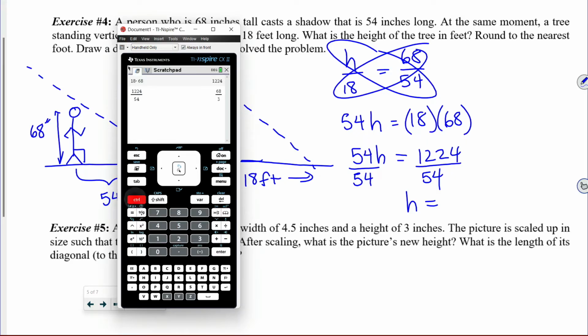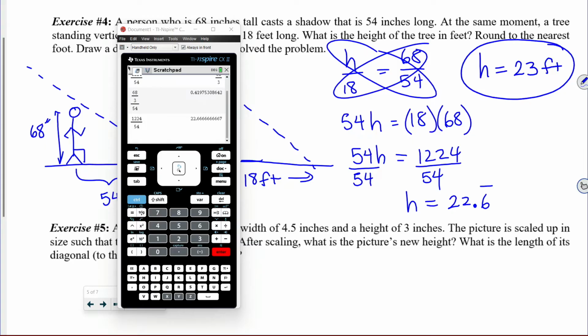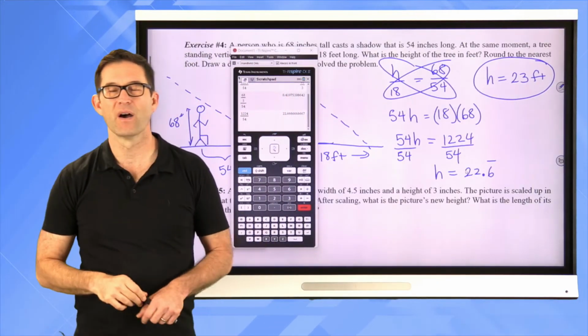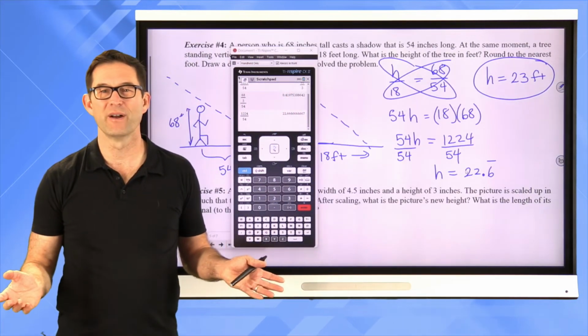Of course, that still didn't work. 1,224 divided by 54. There it is. 22.6 repeated, which means the height of the tree rounded to the nearest foot is 23 feet. All right, simple enough, right?